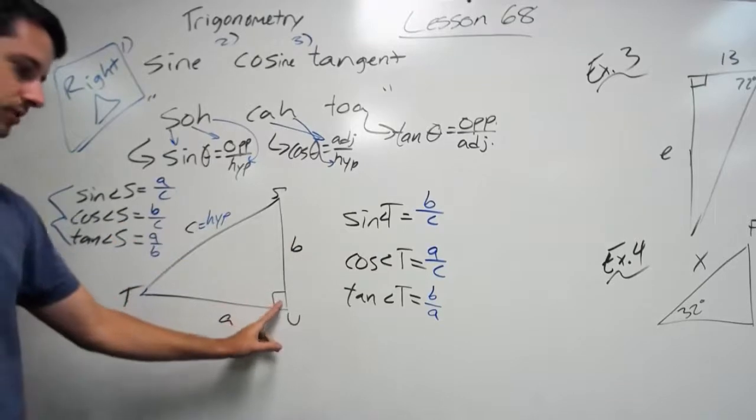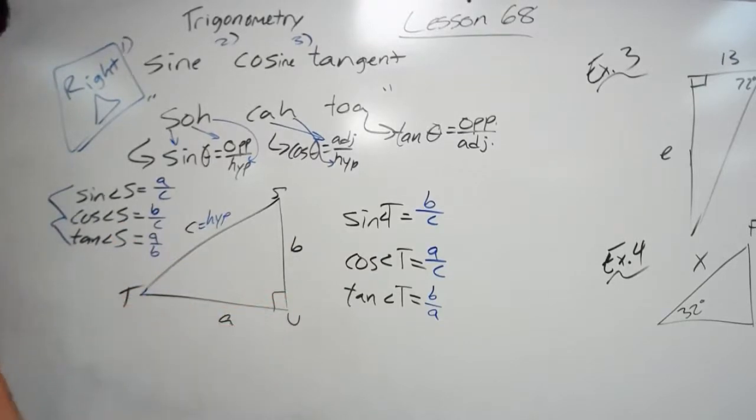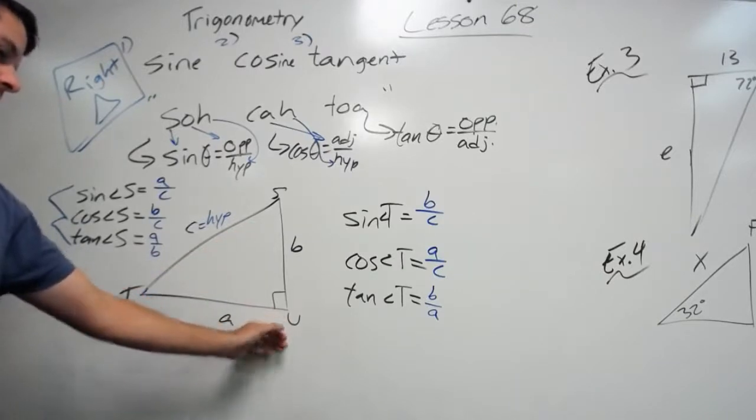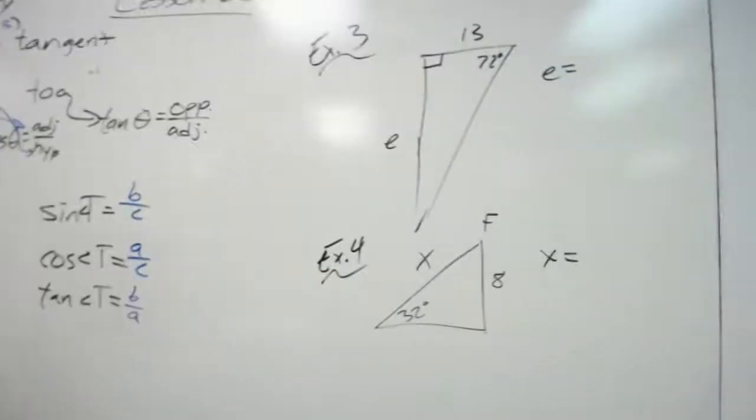So that was just showing you where things are located. You don't do sine, cosine, and tangent from the right angle. You can't do that. You only do it from the other angles. So that was using little letters. Now let's do some actual trig.